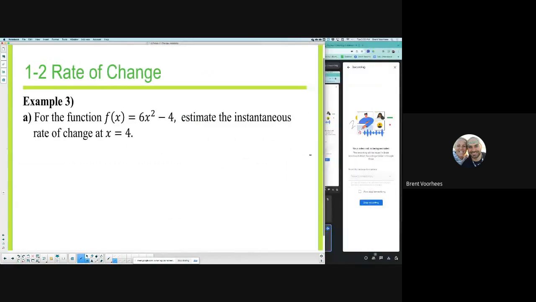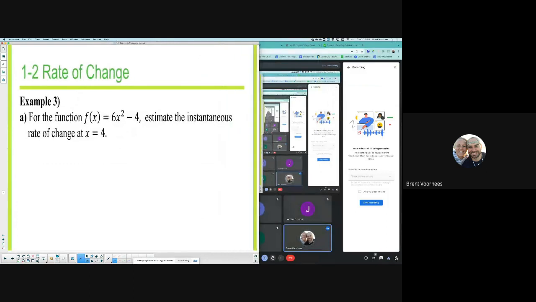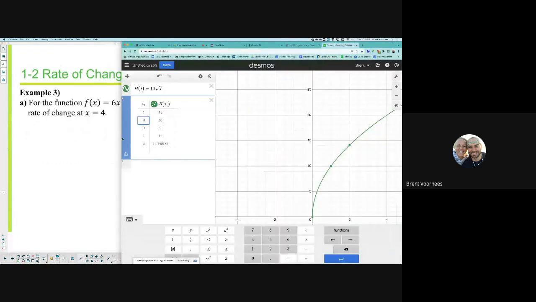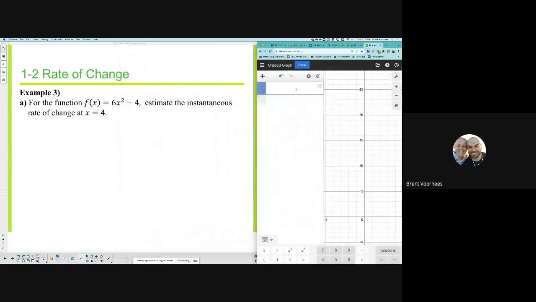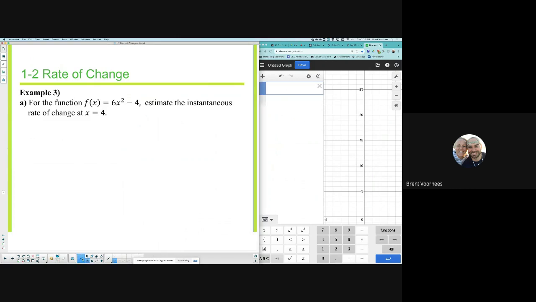Because I'm going to just try split screening this. I want you to add a graph, and on the graph, the first thing I want you to do is type in this equation. F of x equals 6x squared minus 4. Yours will actually say F1, if I remember right, because in your calculator, if you did a new document, it'll say F1 of x. On mine, I'll go ahead and type in F1 of x just so it looks like yours.